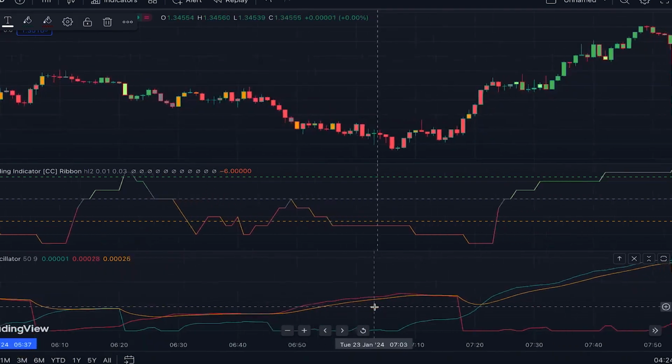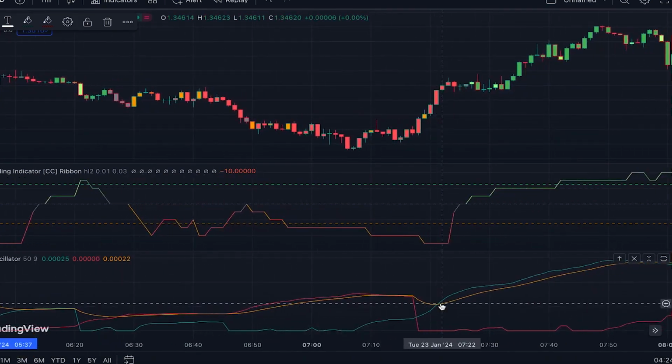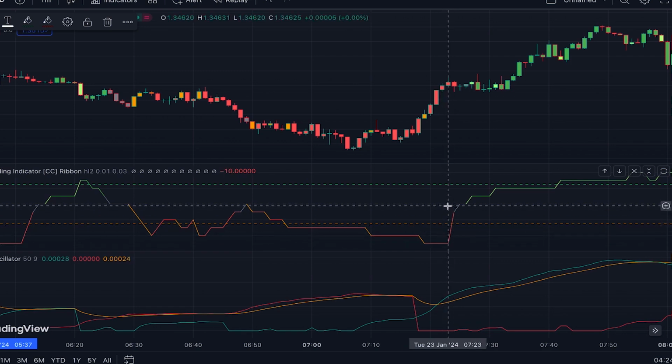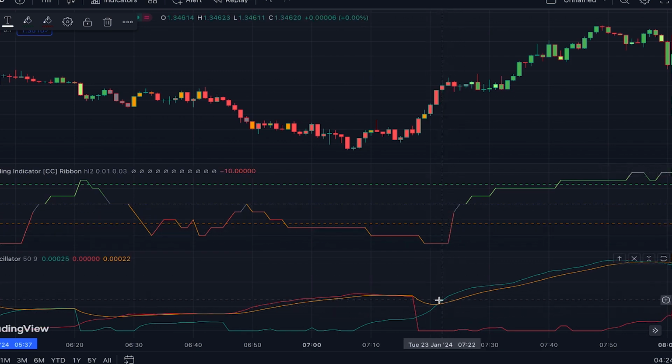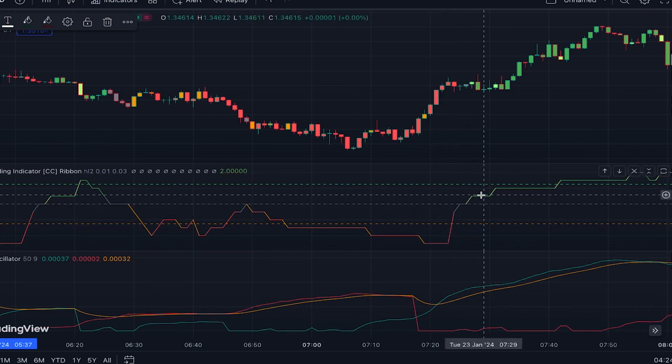As you can see here, we have a buy signal where the green line crossed above the orange line, but it's rejected because here in this indicator, the indicator line is below the center line. For long position signals, the indicator line should be above the center line.